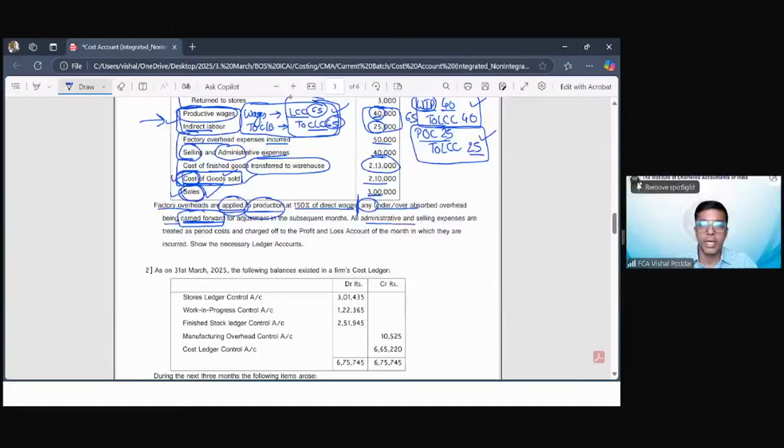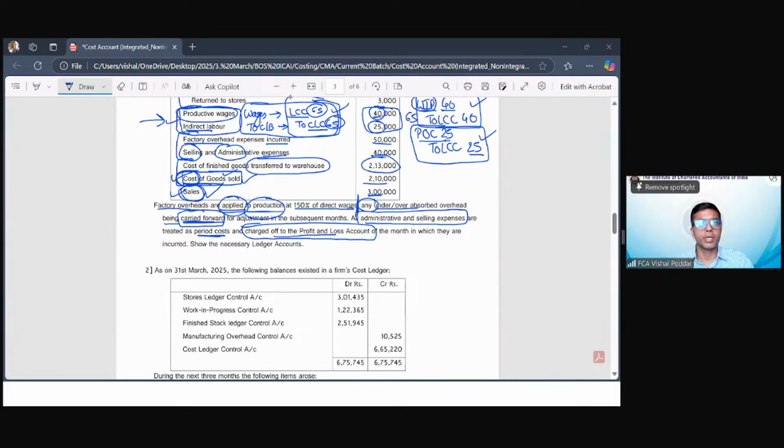Further, for this administrative and selling overheads, which is the combined account, they are saying to treat it as period cost, which means that you directly transfer it to P&L. In short, we are not required to charge these overheads to my products. I will directly transfer it to P&L. Fine. So I've understood what I have to do in the overheads account.